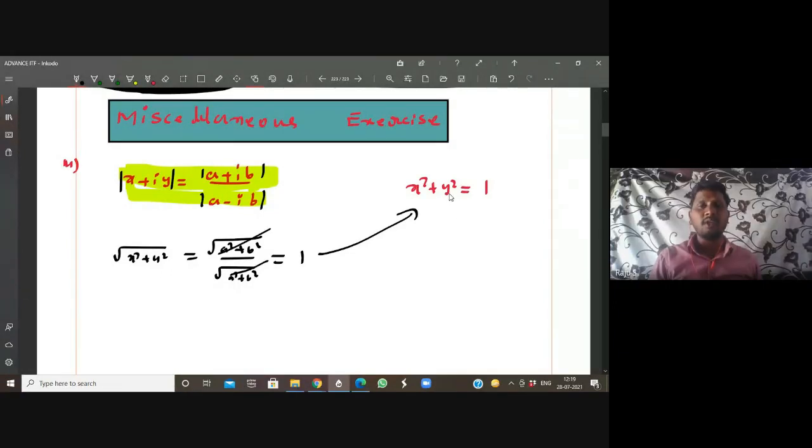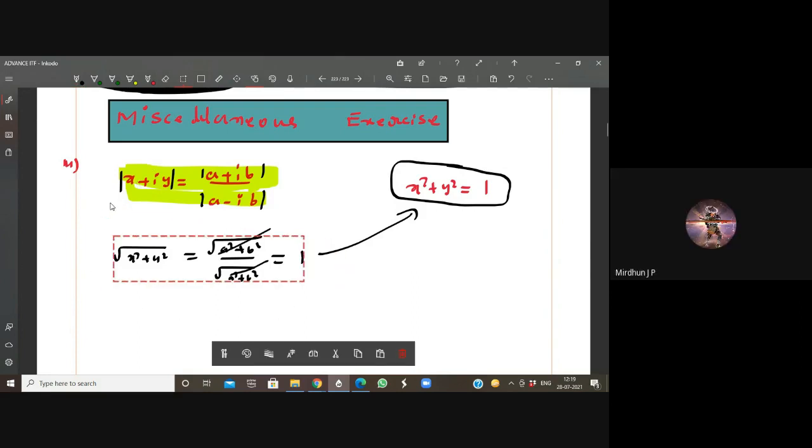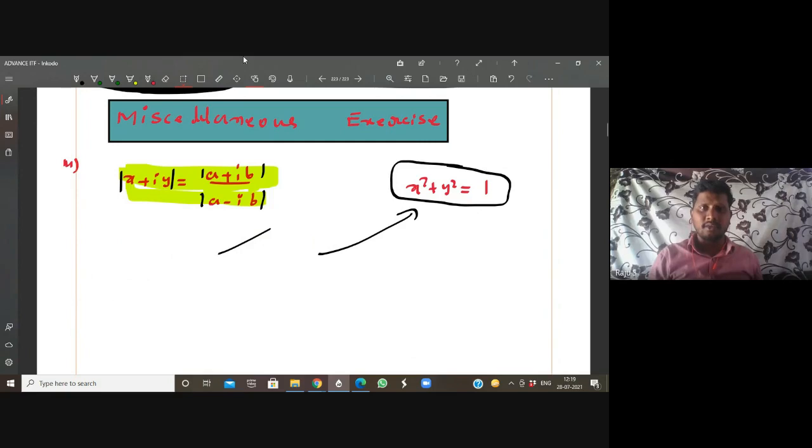Whenever we don't have any iota term, nothing but they applied modulus on both sides. Is there any iota? No. No iota means they applied modulus. They have taken modulus on both sides. That is the meaning. But in NCERT we cannot do directly like this. There we need to find the conjugate and simplify. First we change it to standard form.